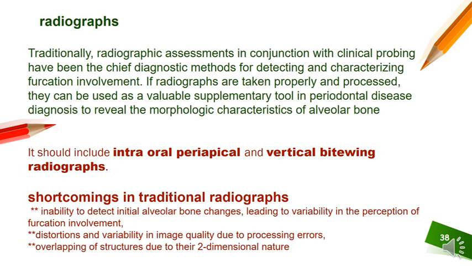Shortcomings in traditional radiographs, as we always say, depend on how well the image is taken and processed. Since it's 2D, an overlap of the surrounding structures can occur, masking the details. Also, the inability to detect initial alveolar changes is common.